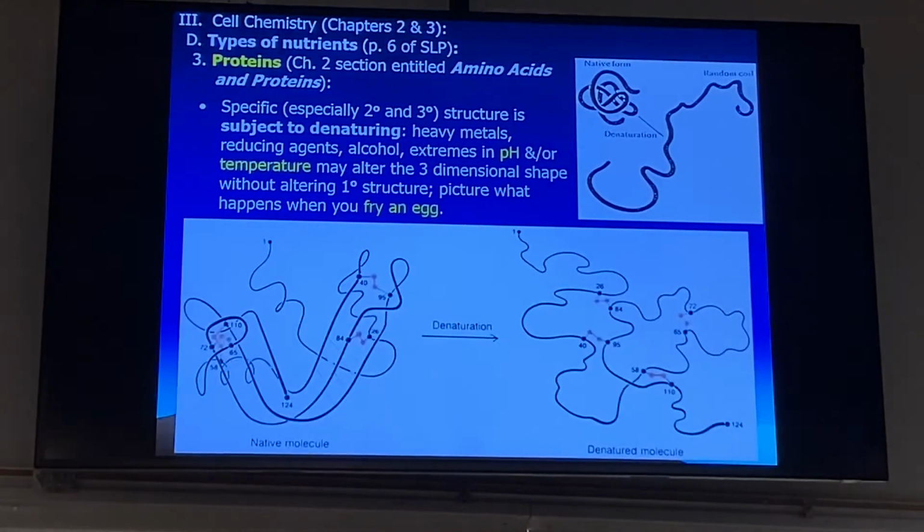Okay. And this is a little bit more on denaturation. Again, you can have other things besides extremes in pH and temperature. For lab 3, we're only going to work with extremes in temperature and pH. We're not going to work with heavy metals or reducing agents or alcohol and things that could hurt you. I guess if you stick your hand in boiling water, that would hurt.